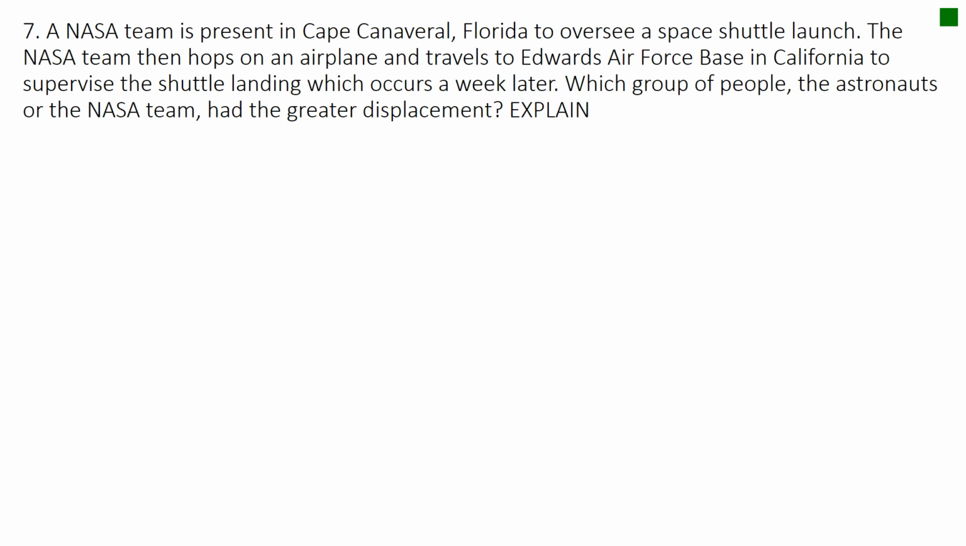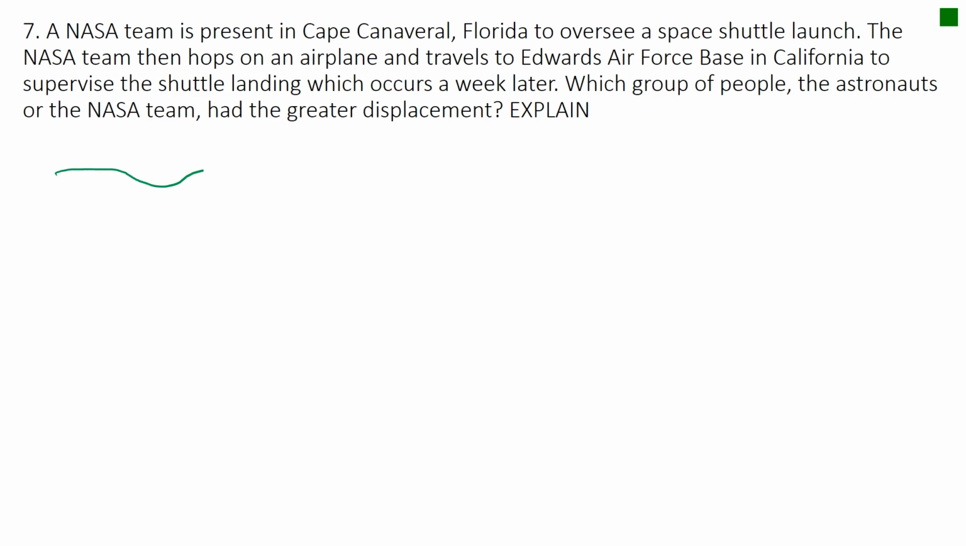Okay. Number 7, a NASA team at Cape Canaveral. The NASA team hops on the plane, travels to California to supervise the landing. A week later, which group of people, the astronauts or the NASA team, had the greater displacement? Explain. All right, so here you get to see my horrible drawing skills. I'm going to try to sketch the United States, and it's going to be awful. I'll tell you that right now.